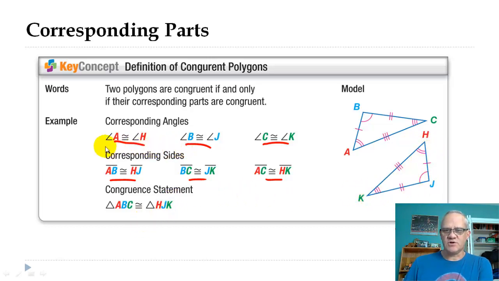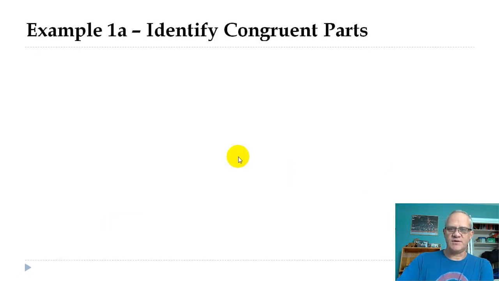So in other words, if you look closely, look at A and H, where the angles matched up. Look where A is. A and H, they both come first. B and J were congruent to each other. Guess where they come? They both come second. And then C and K matched up, and so notice C and K both go third. So if you notice in that congruence statement, it matches up in the correct order. Okay, so very, very important to pay attention to that.